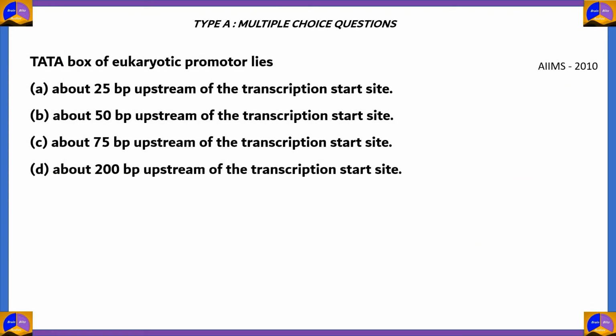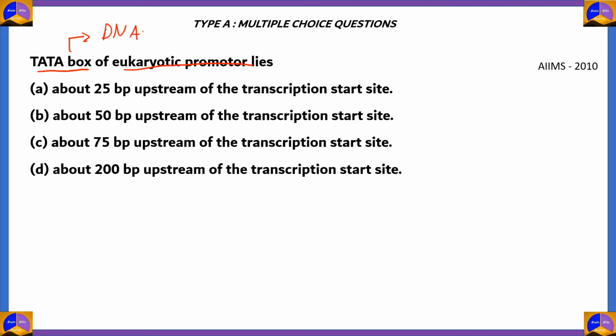Let's look at this question. TATA box of eukaryotic promoter lies about 25 base pairs, 50 base pairs, 75 base pairs, or 200 base pairs upstream of transcription. Which of these is the right one? So what is a TATA box?